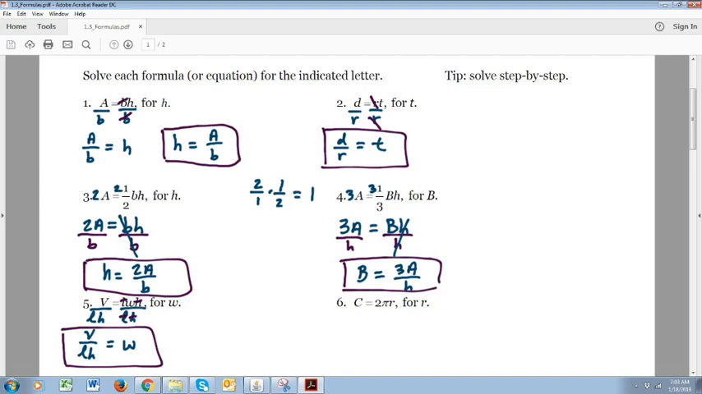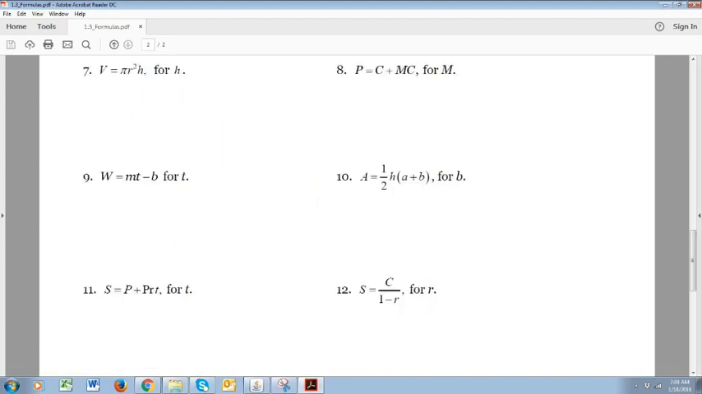All right, so here, if I want R by itself, I've got 2 pi times R. So let's just divide each side by 2 pi. We are going to get r equals C over 2 pi. All right, let's move on. On number 7, actually quite similar to the one we just did. This time I need to get rid of the pi r squared. So you should divide both sides by pi r squared.